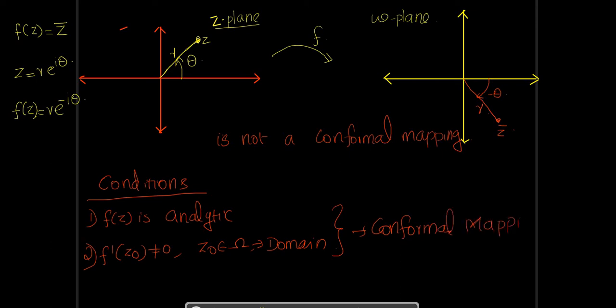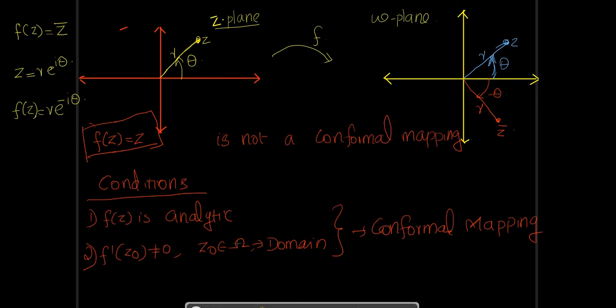And also we have seen that f of z equal to z bar is not a conformal mapping. From this, can we say that f of z equal to z, that is a trivial map, is a conformal mapping? How? This is mapped to z itself. So this is theta, this is z, in the same direction theta, with the same sense of rotation and the same magnitude. So this is a conformal mapping.